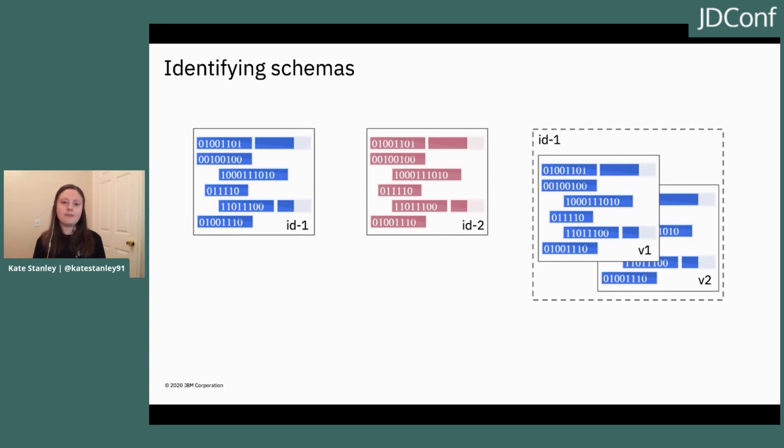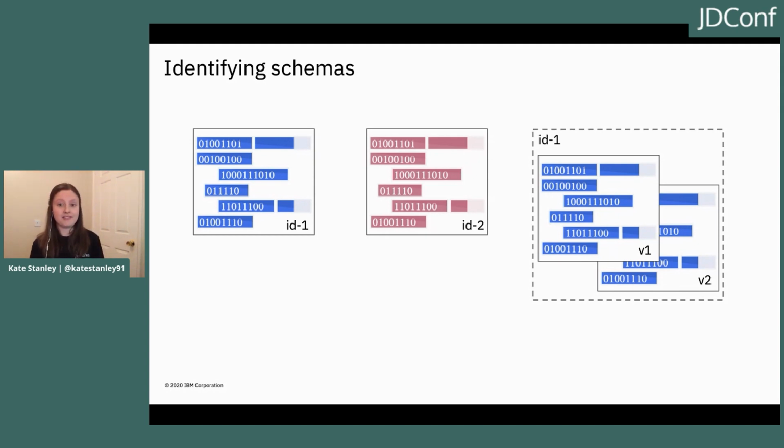So there are some schema registries that, even if it's the same named schema, the different versions have their own unique ID. So here you can see an example where I've got ID1, ID2, and those could be the same schema, but just different versions of it.